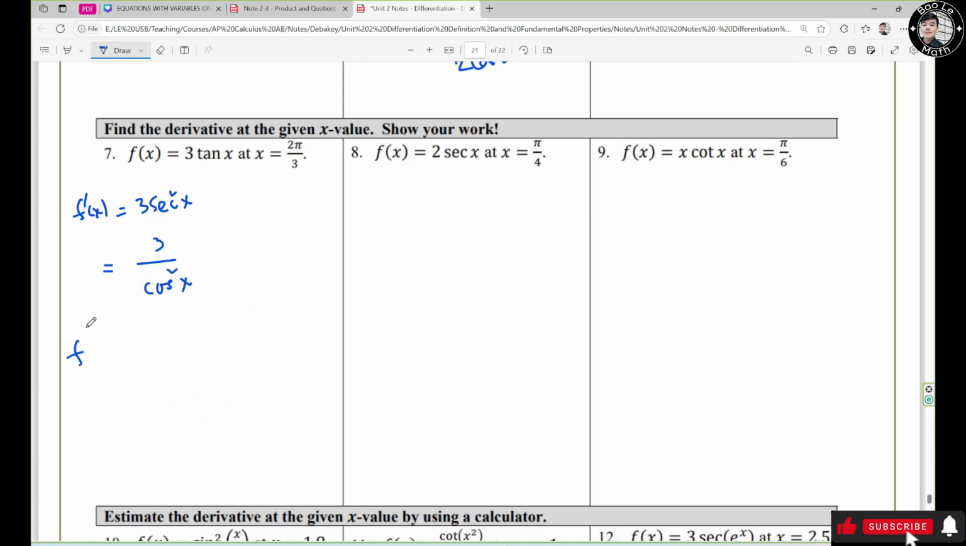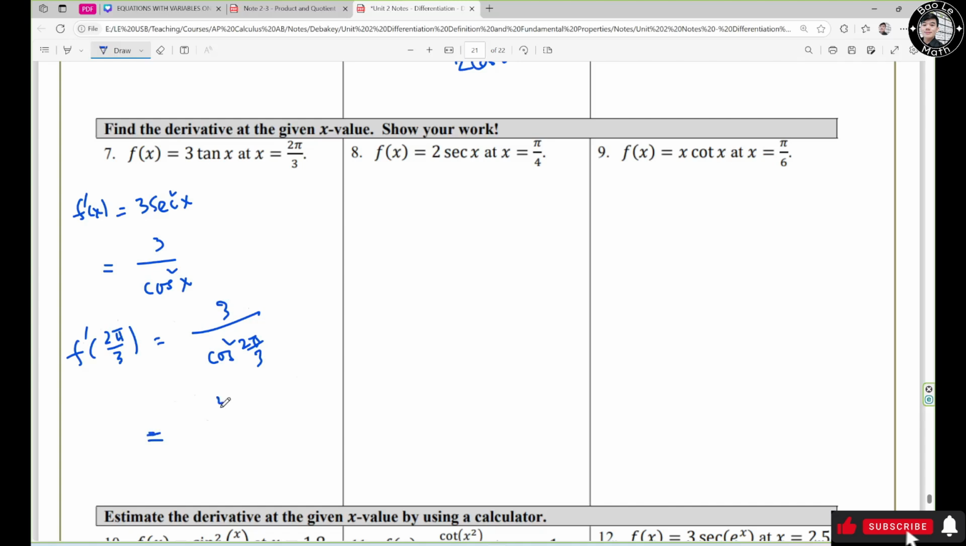So f prime of 2 pi over 3 equals 3 divided by cosine squared of 2 pi over 3, right? Now, you know that cosine of 2 pi over 3 equals negative 1 half, right?